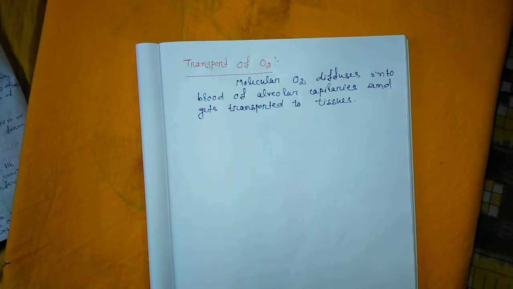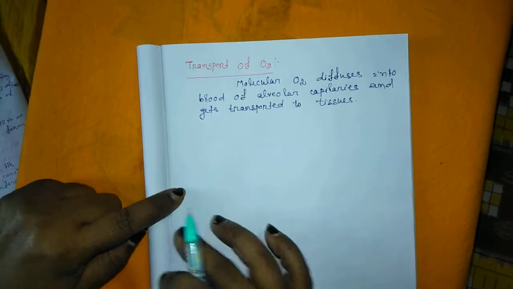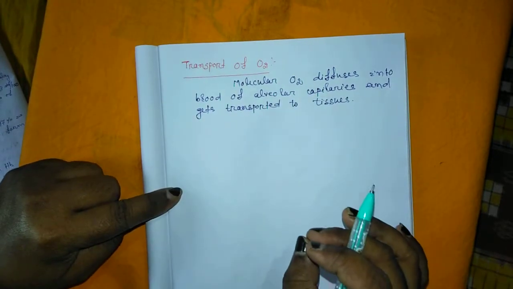In my last video I discussed the exchange of gases, especially carbon dioxide and oxygen. I told you the oxygen from air enters the alveoli of the lungs and then reaches different tissues of the body by the process of diffusion. Here I am going to talk about the transport of oxygen.